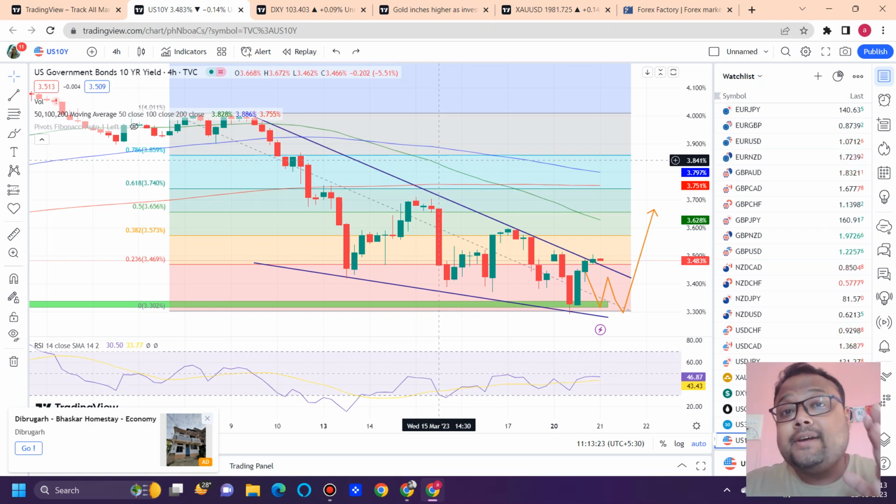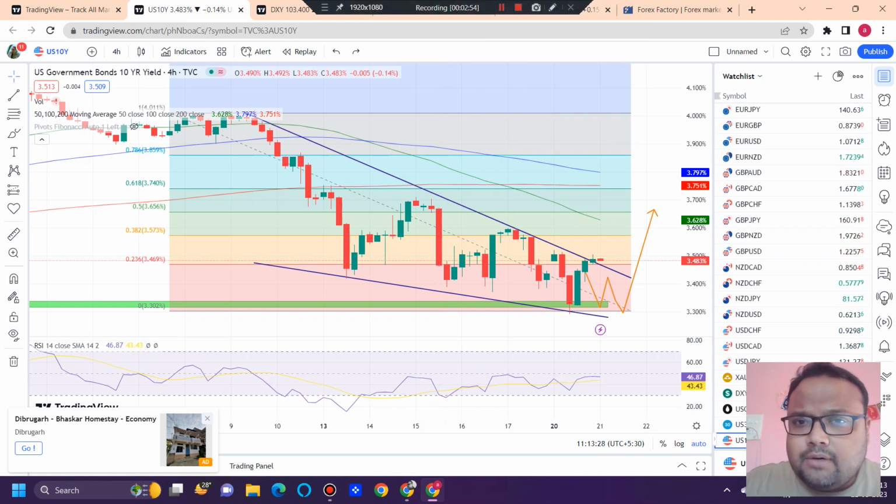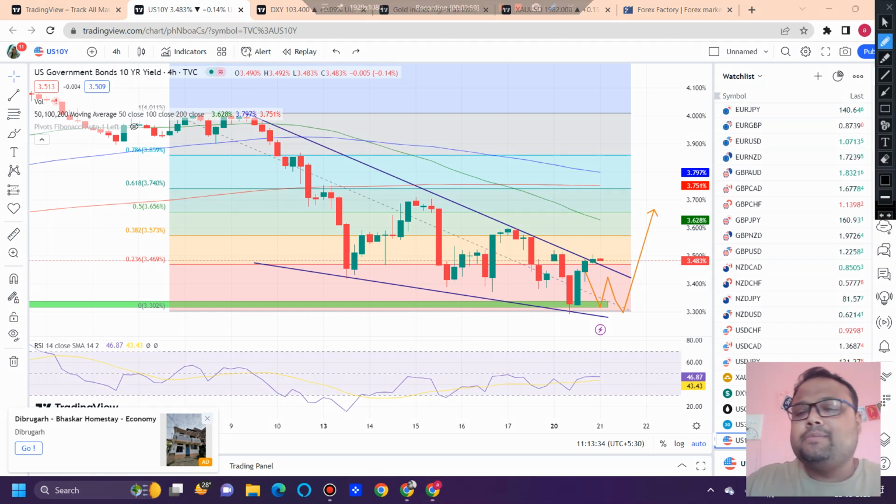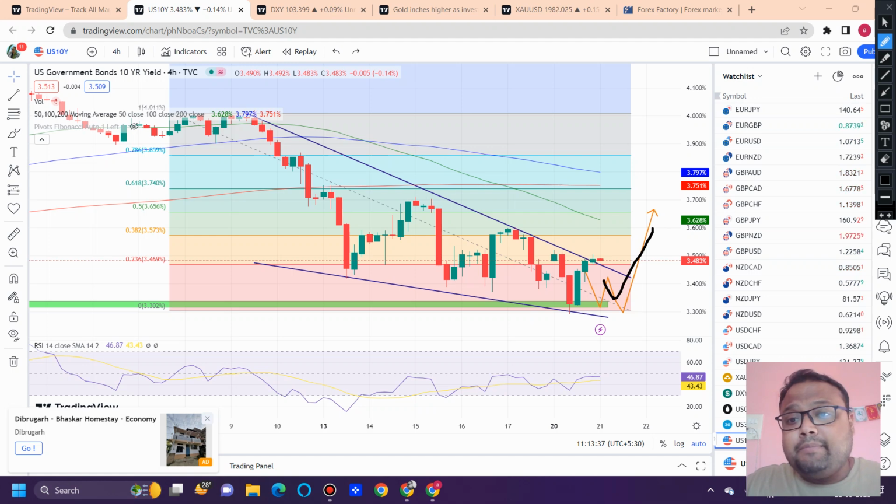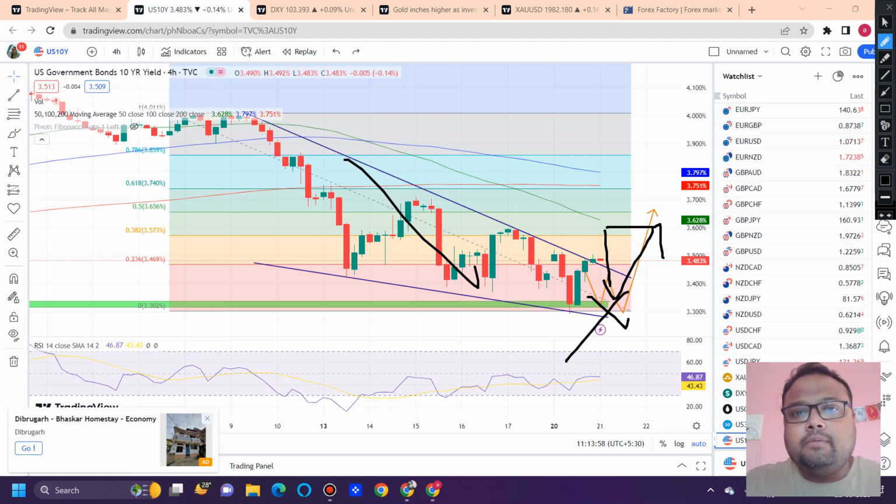Falling wedge pattern is a trend reversal pattern, and sometimes we get to know the direction of the market before the news. So yes, there is a possibility that after FOMC, bonds may show a trend reversal and gold may go down. This is just a possibility that I'm sharing with you because we can see a falling wedge pattern on the chart of US government bonds. But before FOMC, if somehow the market breaks the pattern, then obviously whatever I have said right now, my opinion will not be valid. So let's wait and watch.